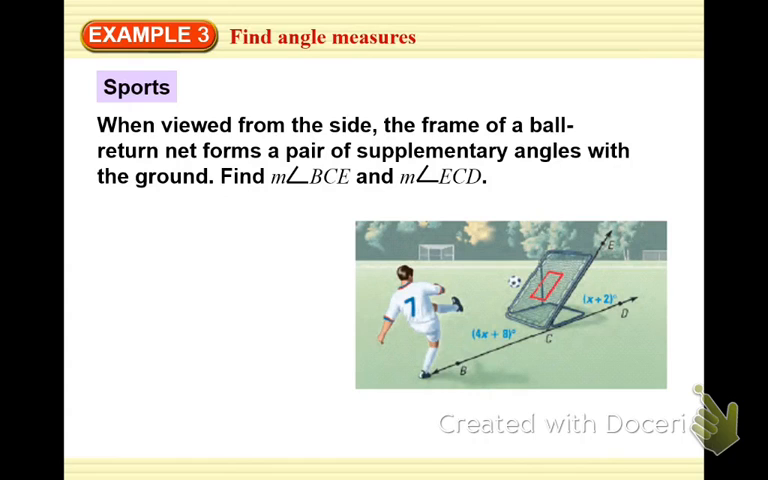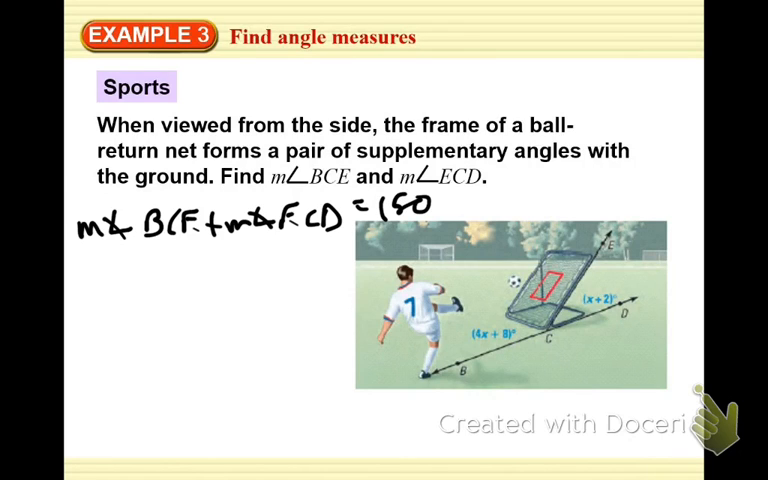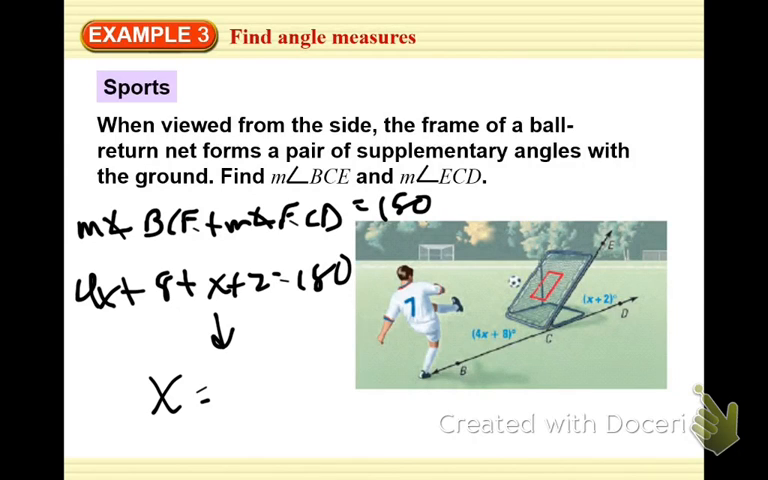So, we know that measure of angle BCE and the measure of angle ECD is going to be equal to 180. So we can come up with an equation for us to go solve. Just plug those in. 4x plus 8 plus x plus 2 has to equal 180. And we're off and running. Should be able to get down to a point where x is 34.